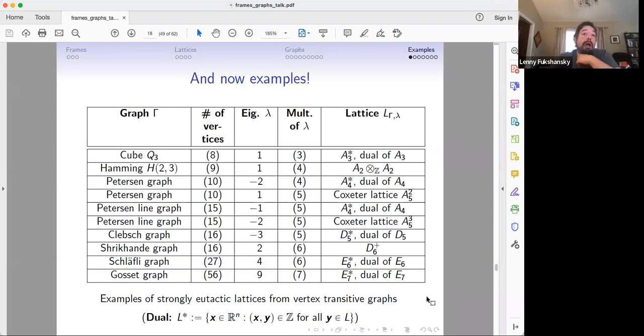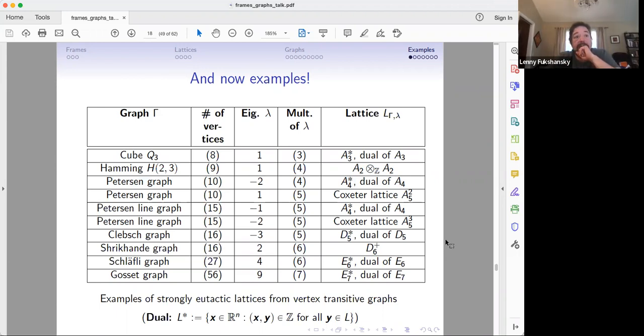Okay, some more examples. There's the Hamming graph producing a tensor product, because the Hamming graph is actually a product graph. There are several others. So you see the lattices.